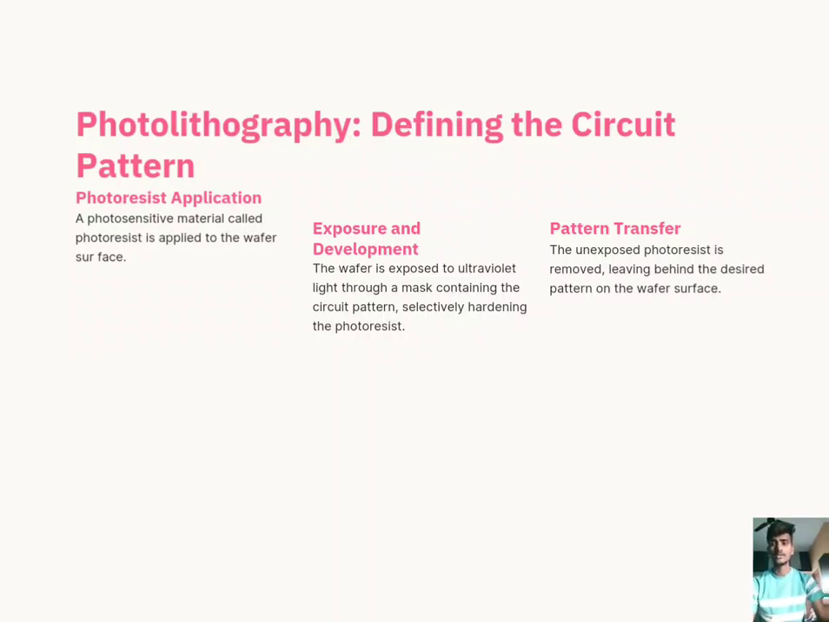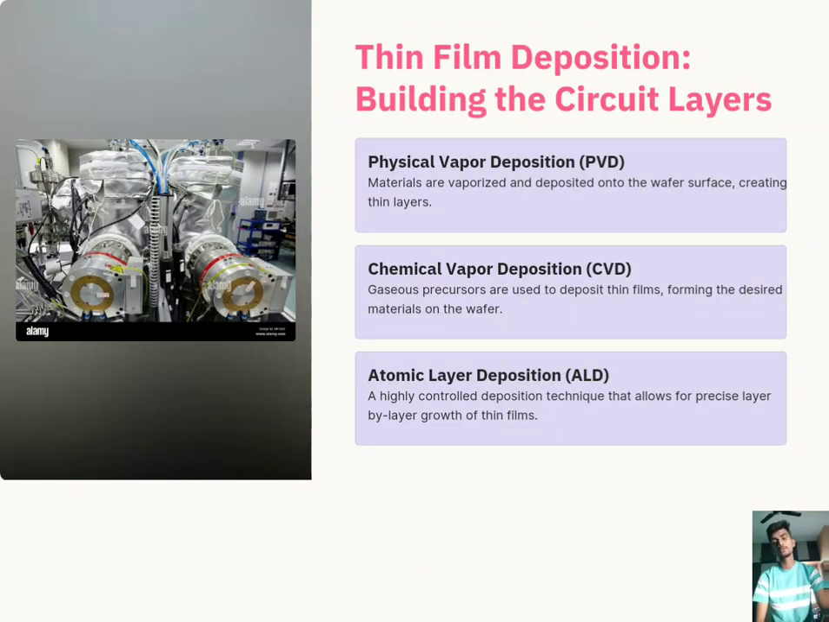Next is the pattern transfer. The unexposed photoresist is removed, leaving behind the desired pattern on the wafer surface. Next, in VLSI fabrication, we use thin film deposition, like building the circuit layers.